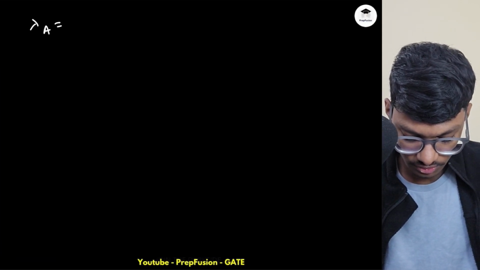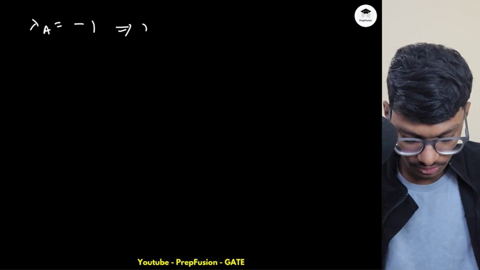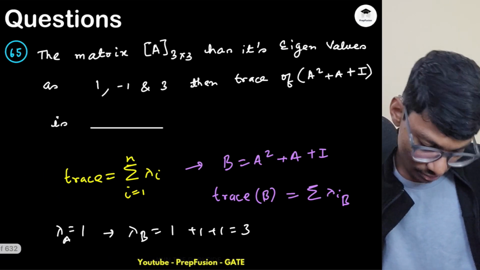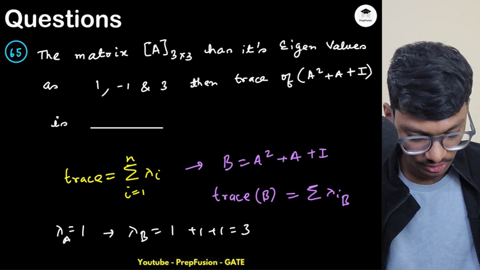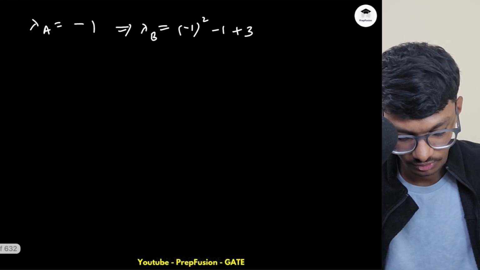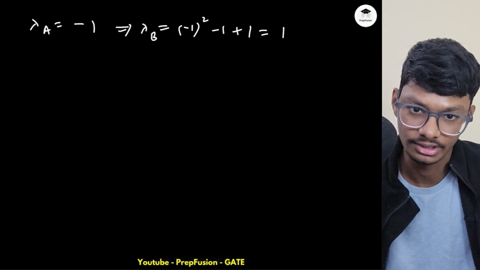Okay, then let me put lambda_A equals minus 1. Then lambda_B will be (-1) squared minus 1 plus 1. So this is 1 minus 1 plus 1, again 1. Lambda_B is again 1.